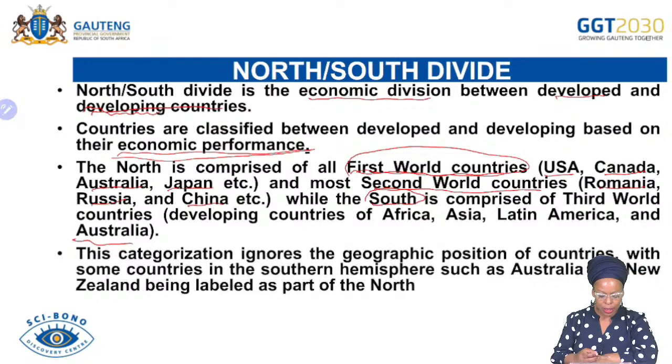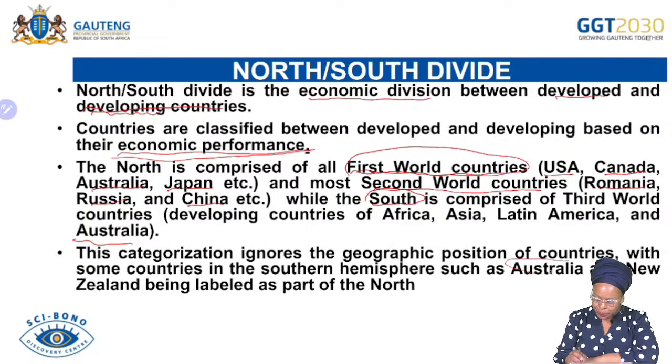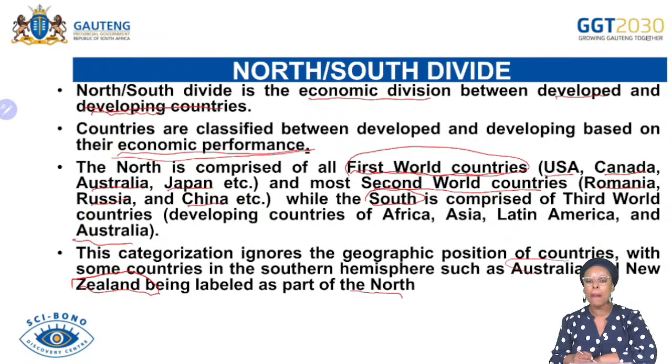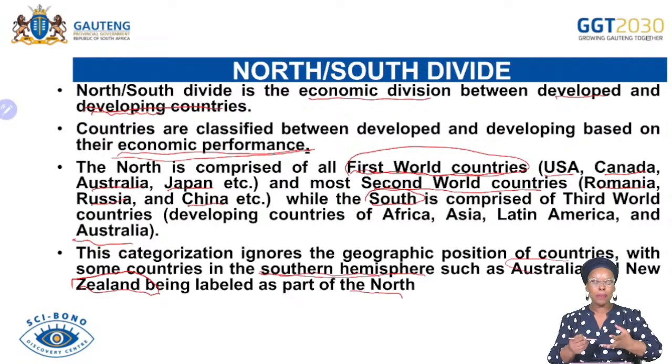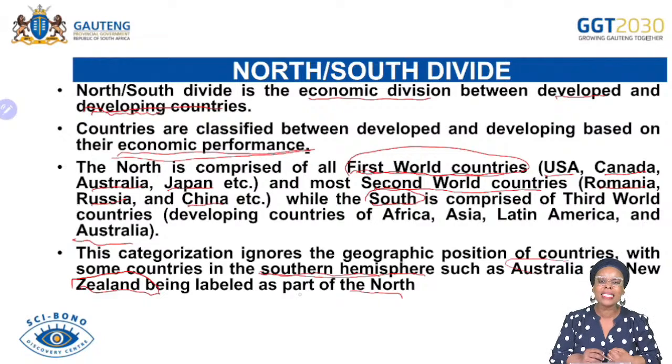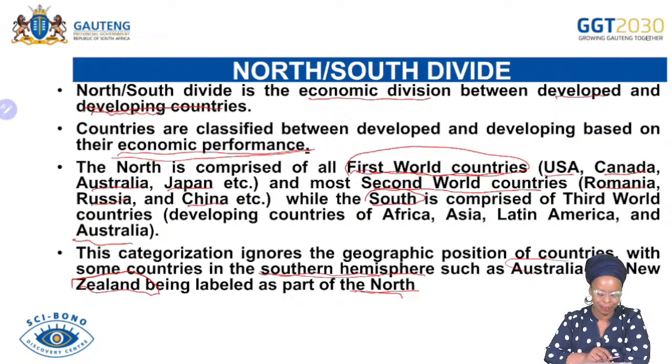I will use an example here. Look at Australia and New Zealand. They are categorized as part of the north, but when you look at the world map, you find that they are found in the southern hemisphere, but they are developed. It doesn't mean that because they are found in the southern hemisphere, they are developing. No, economically they are developed, but their location is in the southern hemisphere, whereas they are north countries. Okay, then let's start with the comparison.